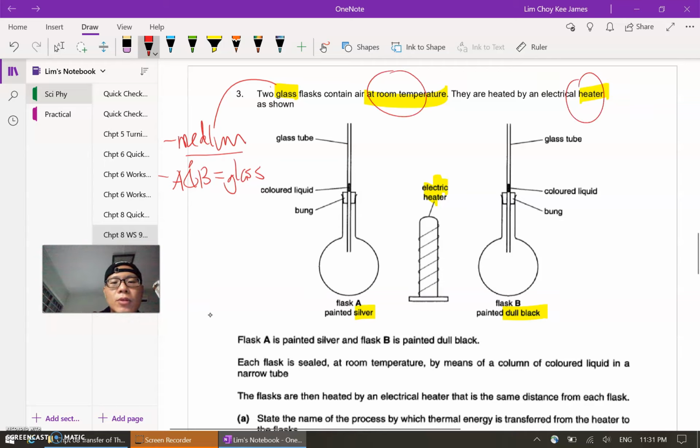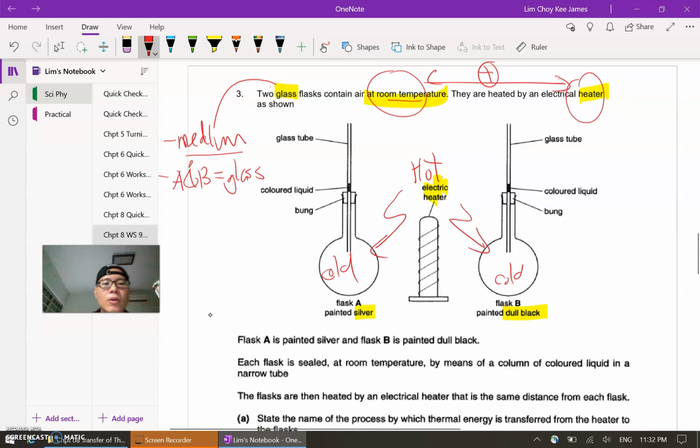You'll find that room temperature and heater, the heater being the guy producing heat, is actually what we call a hot body. And the room temperature will tell us that the other setup, everything will be at room temperature, which is what we call the cold body. So with these two statements together, this will tell us the direction of heat transfer. It will be from the heater to the body itself.